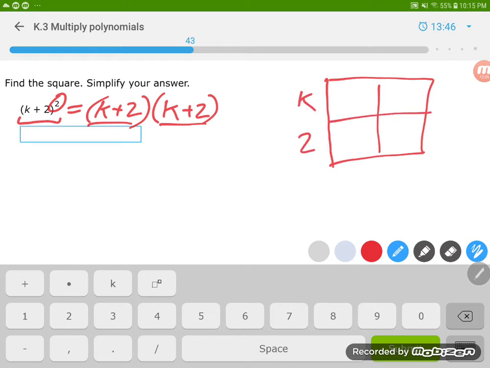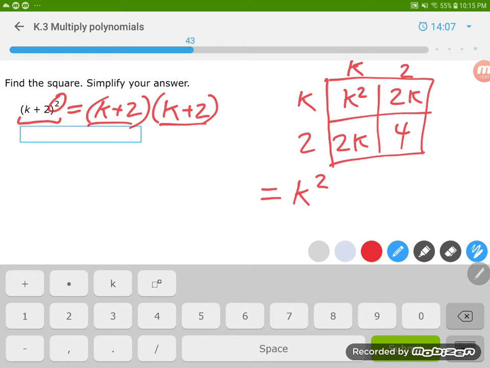K and 2, K and 2, and now we go ahead and multiply. K times K is going to be K squared. This will be 2K, this will be 2K, and 2 times 2 will be 4. So out of here we will get a K squared.